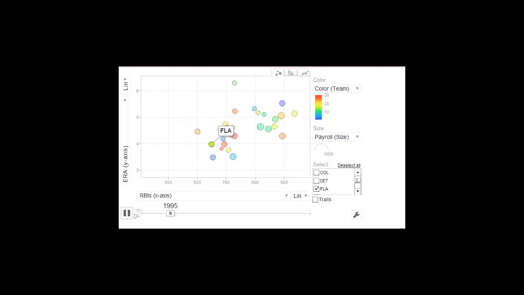Then we see some improvement in RBIs, and when we get to 1997, the bubble grows larger. But so does the earned run average, even though they won the World Series. Still, the bubble that year is one of the smaller ones. Watch the bubble shrink from 1997 to 2000 as the Marlins ownership worked to cut their budget. Yet RBIs go up and ERA goes down.